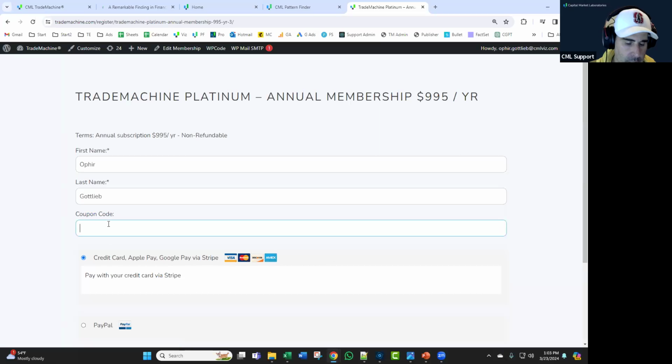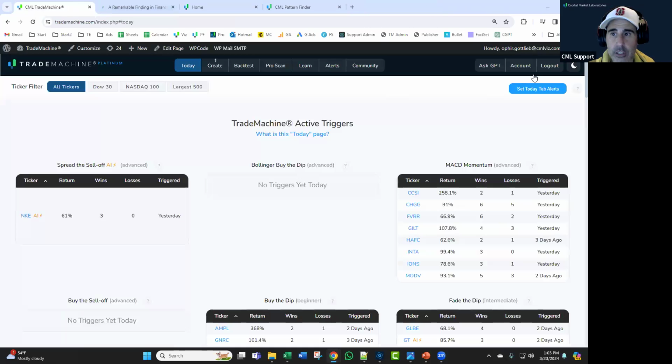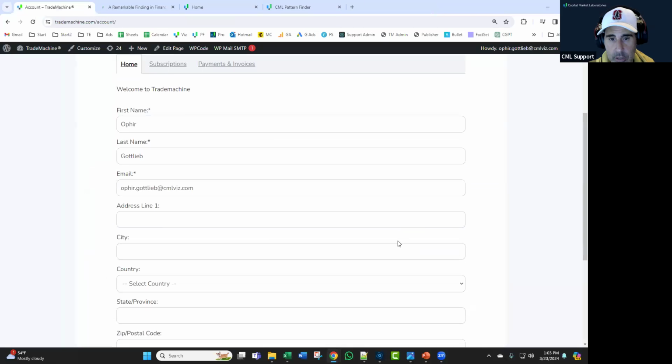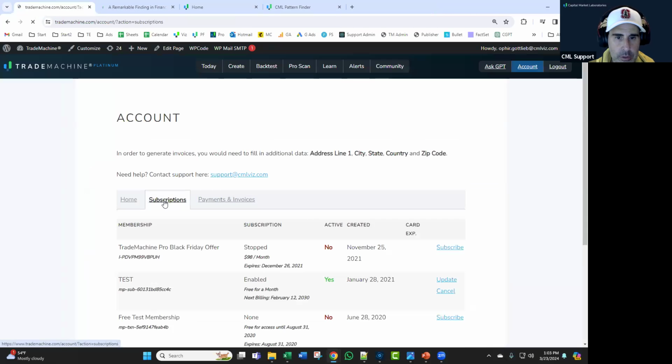Coupon code. Okay, there you go. 9 days for $9, then $9.95 a year. But it's the same cancellation process. You go into your account, go here, go to subscriptions, and then click cancel. And if you don't want to do that, you just want to email support, just email support.